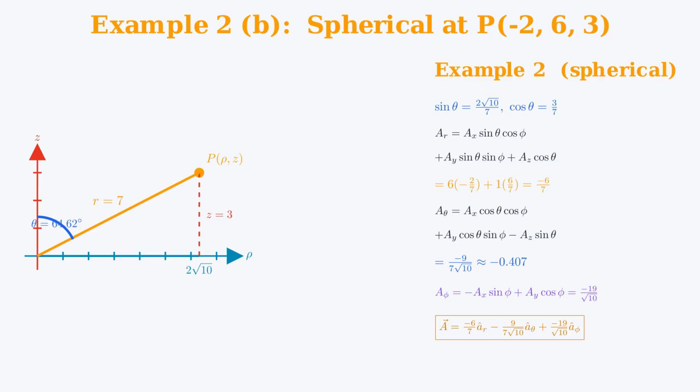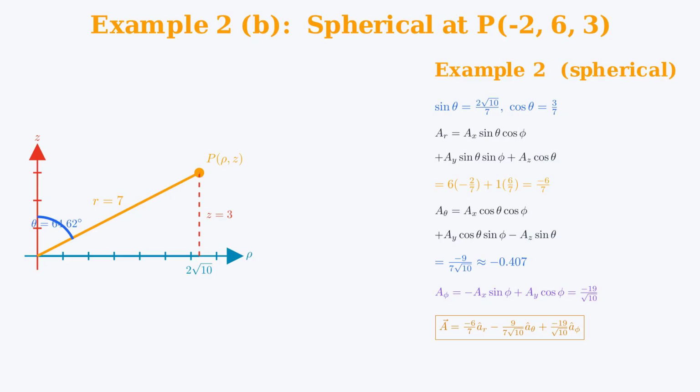The spherical transformation matrix involves 3 sines and cosines because the unit vectors a r, a theta, a phi each have a different orientation. Ar equals Ax sine theta cosine phi plus Ay sine theta sine phi plus Az cosine theta. Plug in 6 times 2 root 10 over 7 times minus 1 over root 10 plus 1 times 2 root 10 over 7 times 3 over root 10 plus 0. The root 10s cancel nicely. That gives 6 times minus 2 over 7, which is minus 12 over 7, plus 1 times 6 over 7, total minus 6 over 7, about minus 0.86.